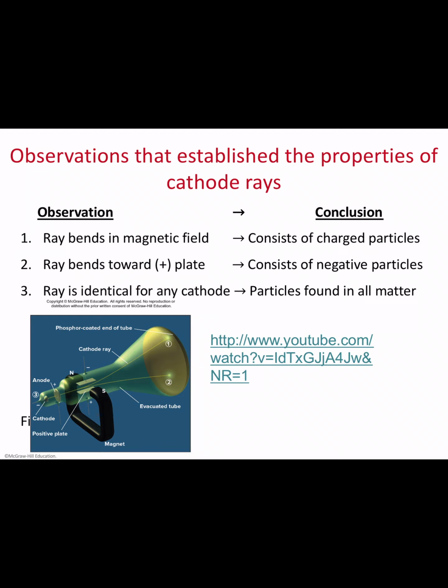Okay, so you have watched the video, that is the observation that established the properties of cathode rays. So what was the observation? The ray bends in a magnetic field, and the conclusion is that it consists of charged particles. And what is the charge of the particle? There were two plates, positive and negative. The ray bends towards the positive plate, meaning the rays consist of negative particles. And the ray is identical for any cathode, meaning the particles are found in all matter. And that is the observation that established the properties of cathode rays. And what do the cathode rays consist of? They consist of electrons.